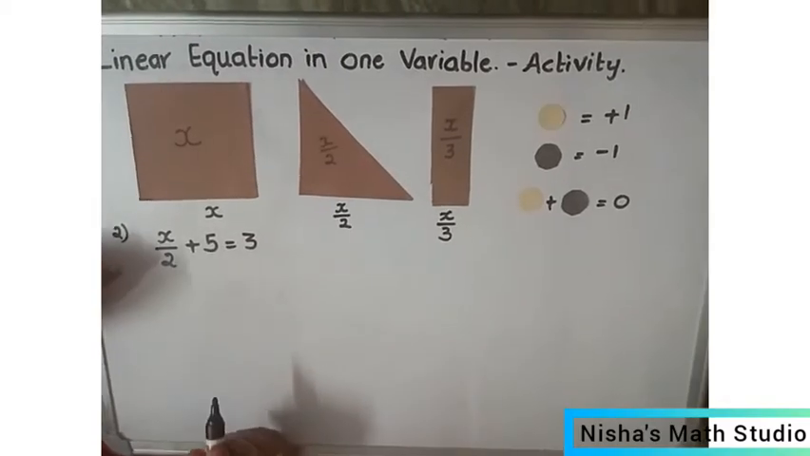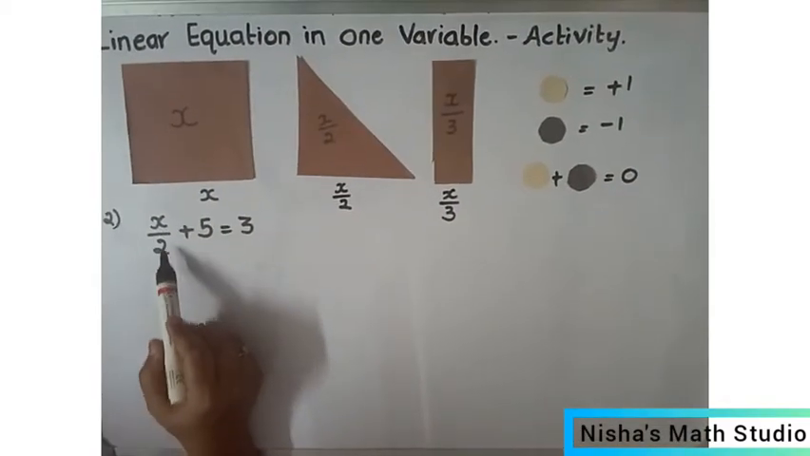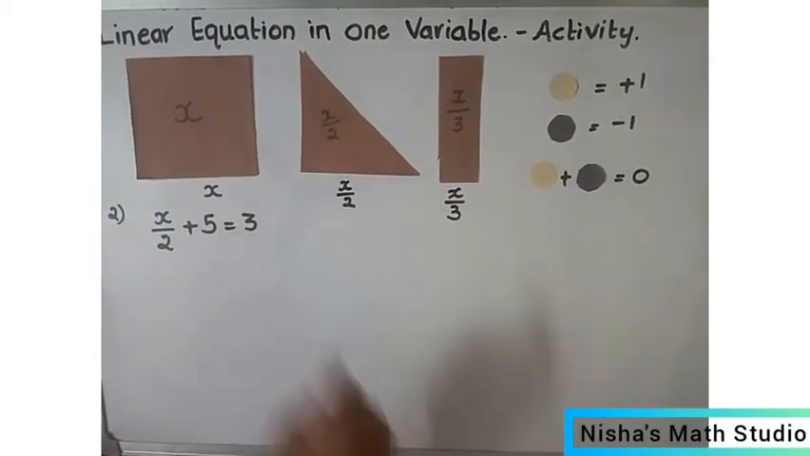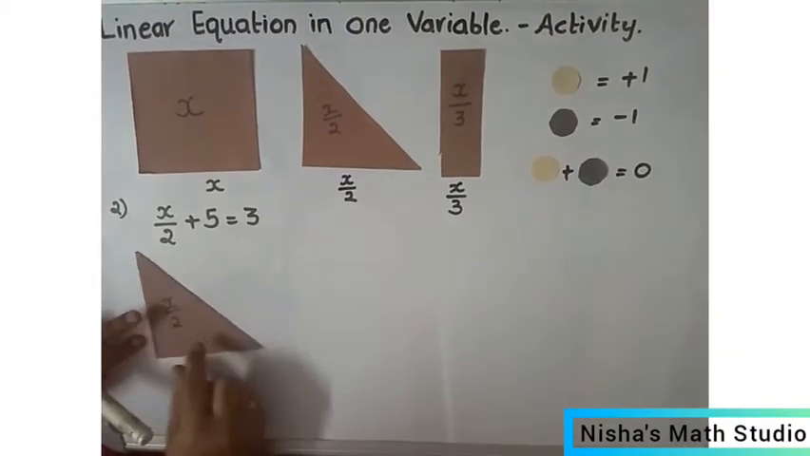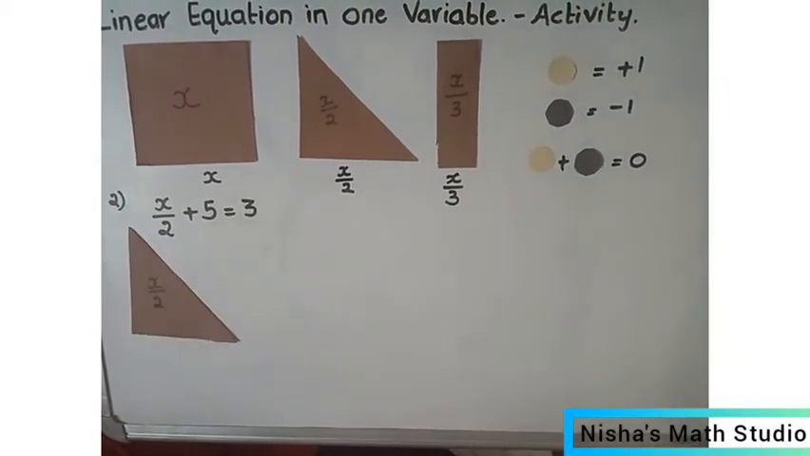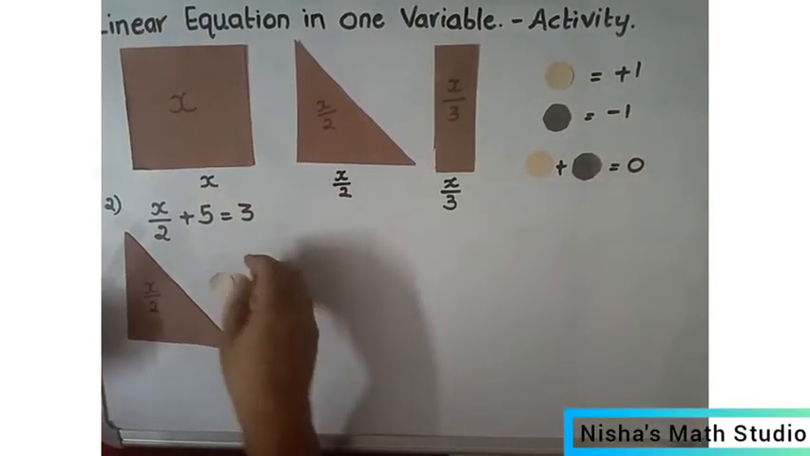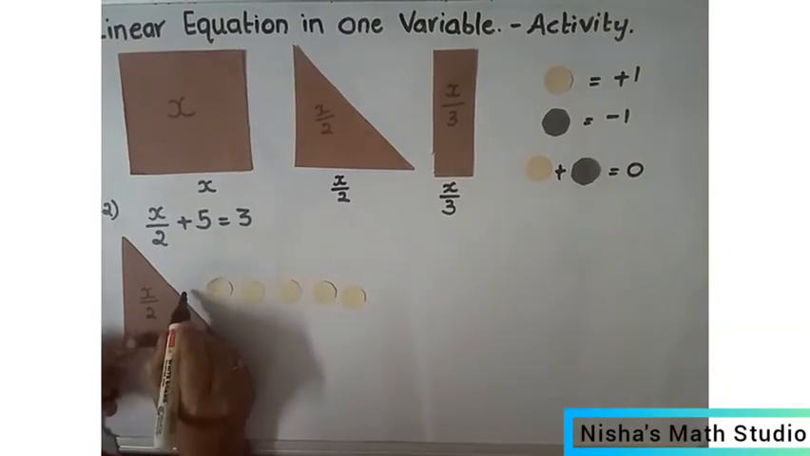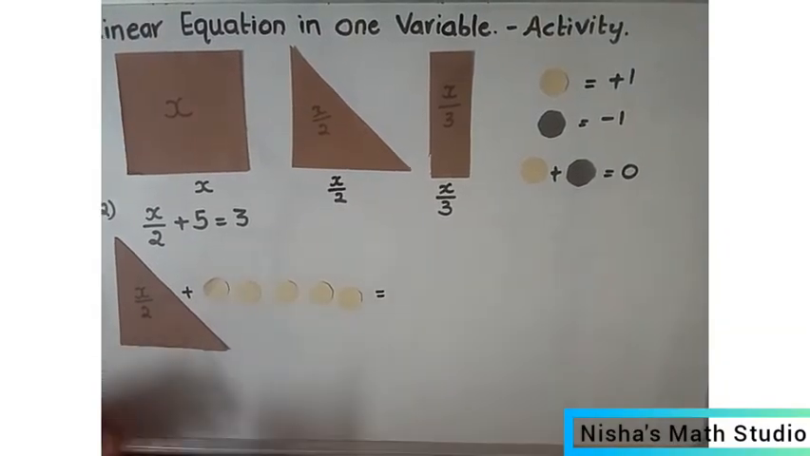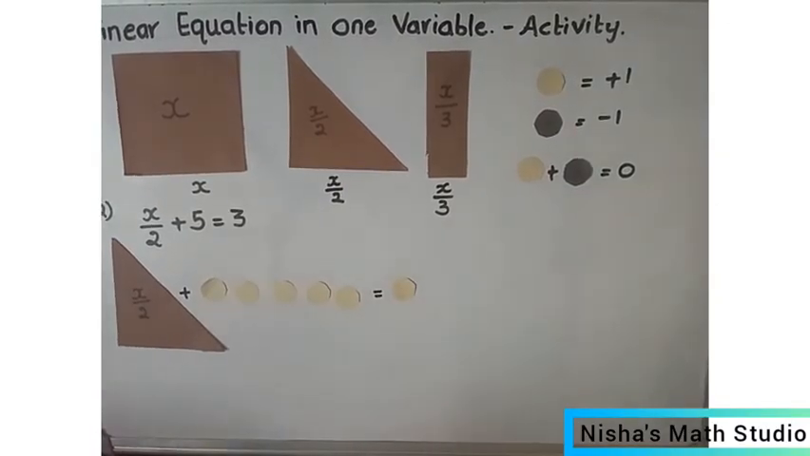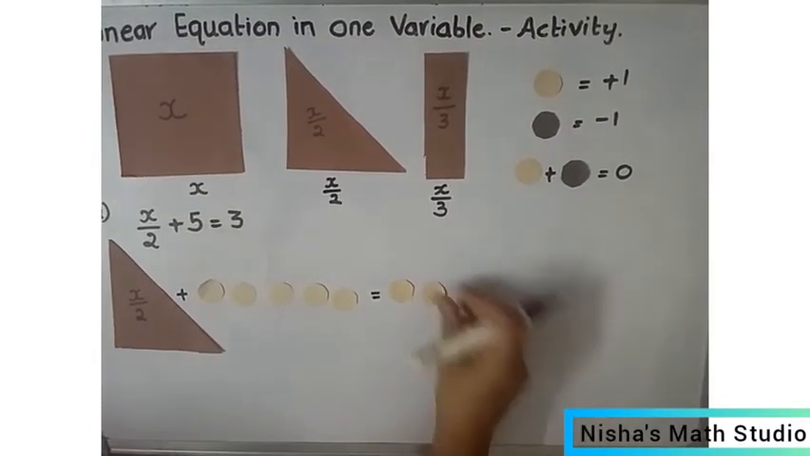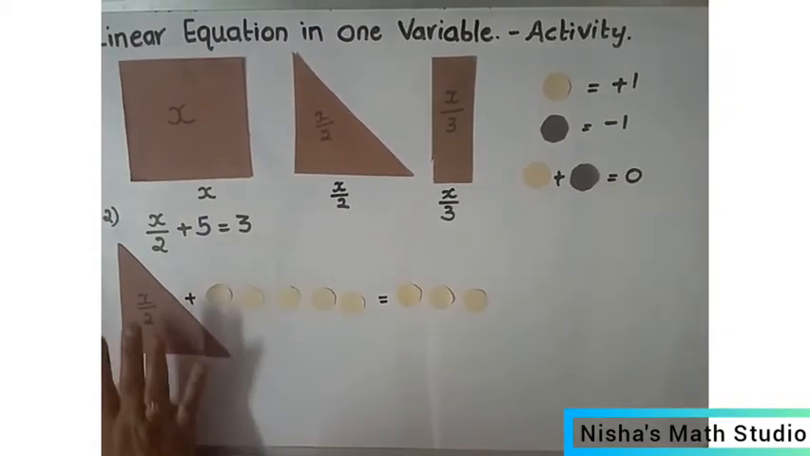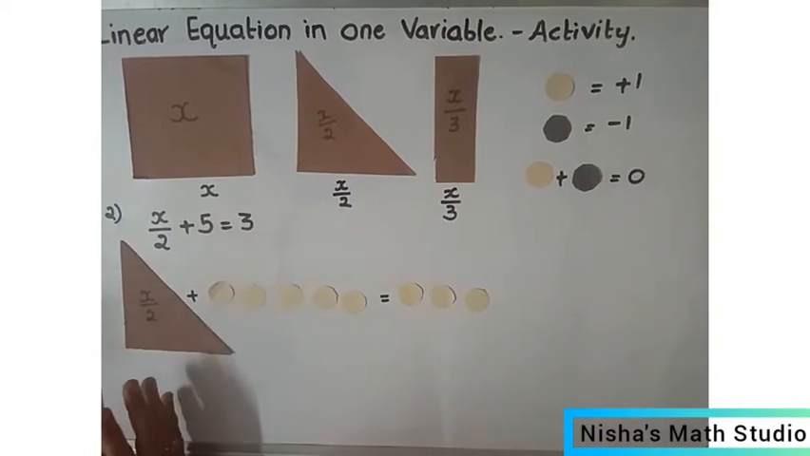Now let's try to solve a second linear equation which says x by 2 plus 5 is equal to 3. Now what is x by 2? It is one triangle, isn't it? So I keep one triangle which is x by 2 plus 5. I need to add the 5 counters here, 1, 2, 3, 4, 5. If I add this to it, what you get is 3. So I have to place 1, 2 and 3.